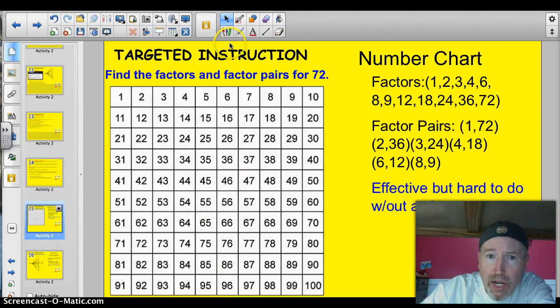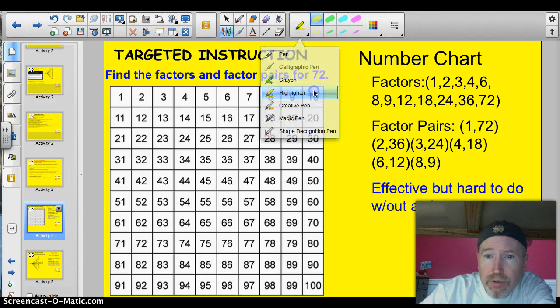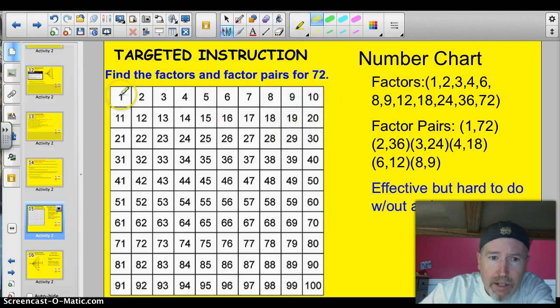Let me just grab myself a highlighter here and we'll find the factors for 72. All right, we'll stay organized. 1 and 72. Absolutely. 1 and the number itself. It's an even number, so 2 will go in there. 2 times 35 is 70, so that'll be 36 right here. 2 times 36. Let's see, 72.